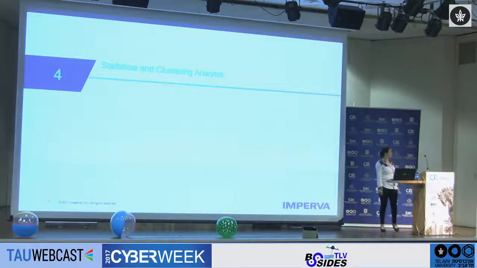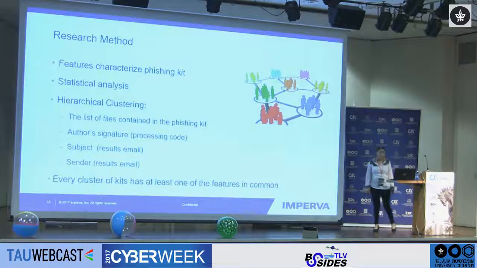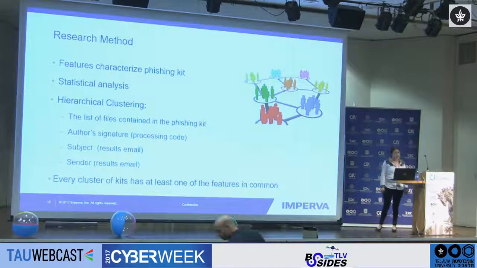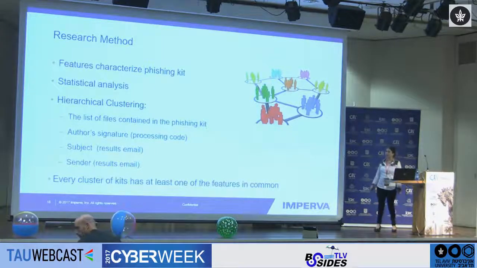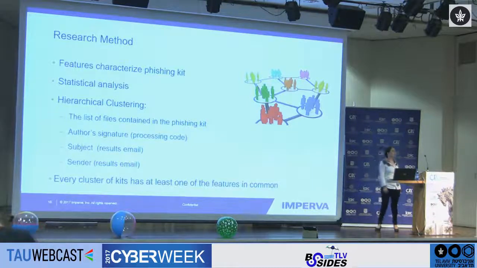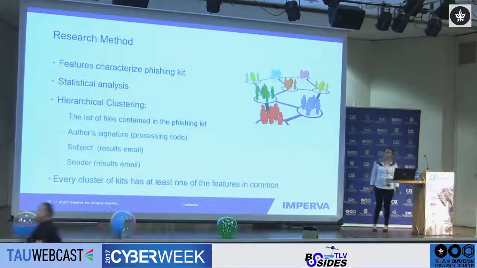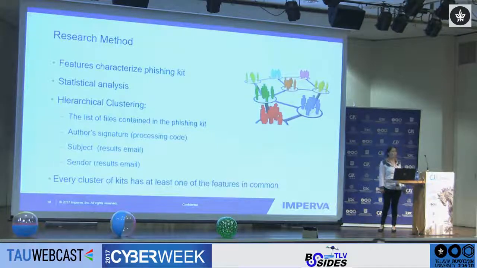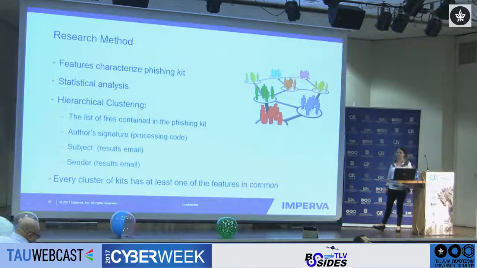The last part of the presentation contains a statistical and clustering analysis of our collection of phishing kits. First of all, let's describe our research method. We extracted features that characterize the phishing kit and made a statistical analysis of them. Then we performed clustering on the extracted features. The features we chose are the list of files contained in the phishing kit, the author signature from the processing file, and the subject and sender of the phishing result email.